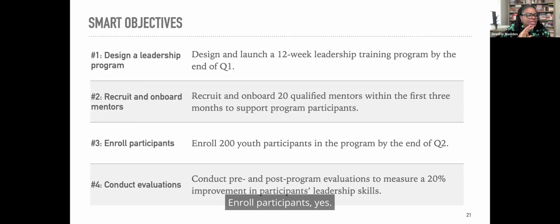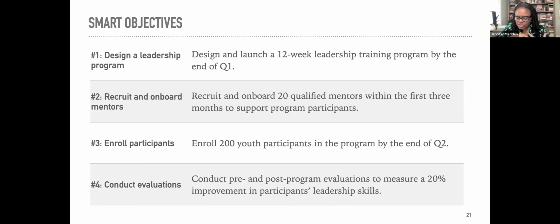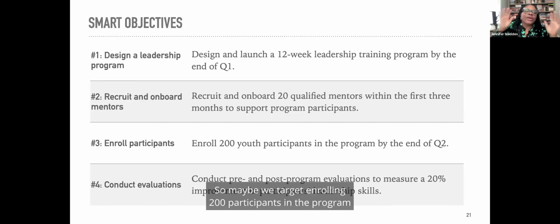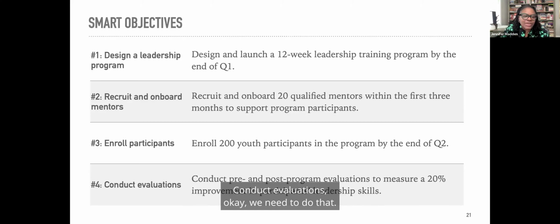Enroll participants. Yes, but if we don't know how many, we might say, well, I got 2 people in. Ultimately, we need 100, so we need to over-enroll to account for the ones who might slip through the cracks or not be able to finish, or all these other things that happen because there's so much going on in our community. So maybe we target enrolling 200 participants in the program by the end of the second quarter. Conduct evaluations. Okay, we need to do that.